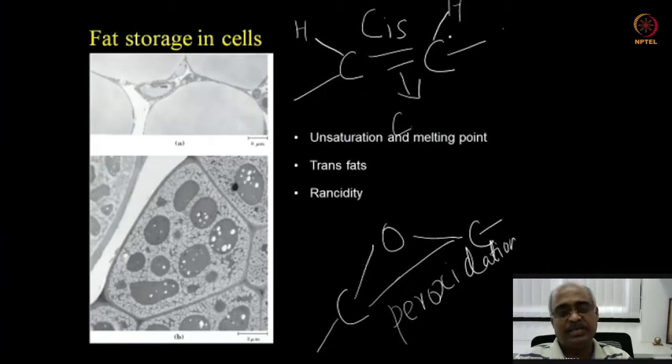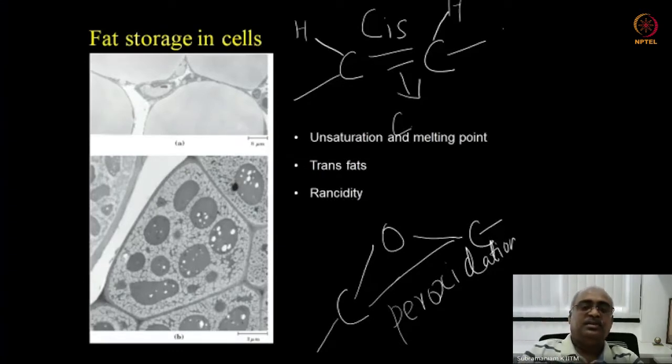So this cis-trans possibility arises due to this double bond and the prevention of rotation of these groups around this bond. And due to that, you have these isomers possible, and naturally occurring unsaturated fats are mostly or all cis isomers. So that is what is normally found in our body. And these trans isomers are usually not hydrolyzed and metabolized in our body, and they usually lead to buildup of fat deposition in our blood vessels, leading to high blood pressure and atherosclerosis and other heart diseases.